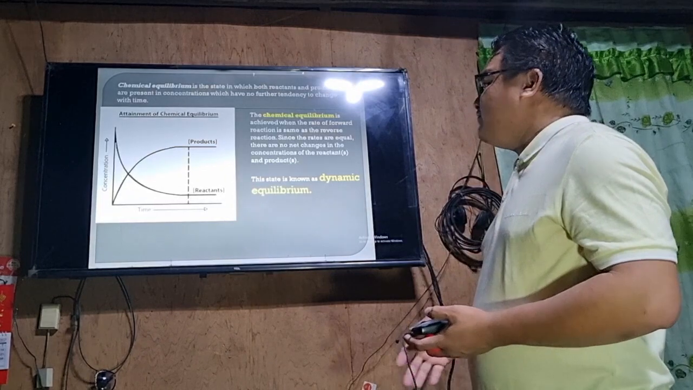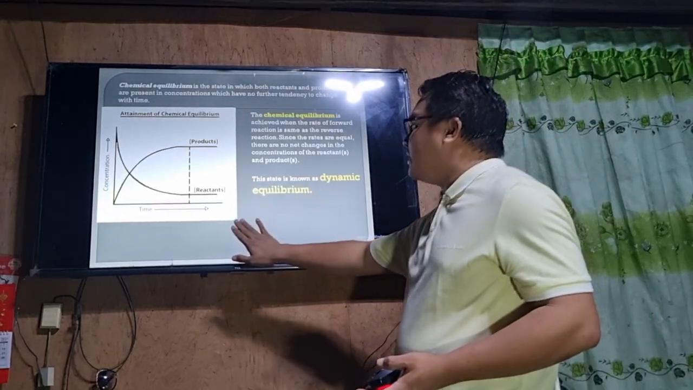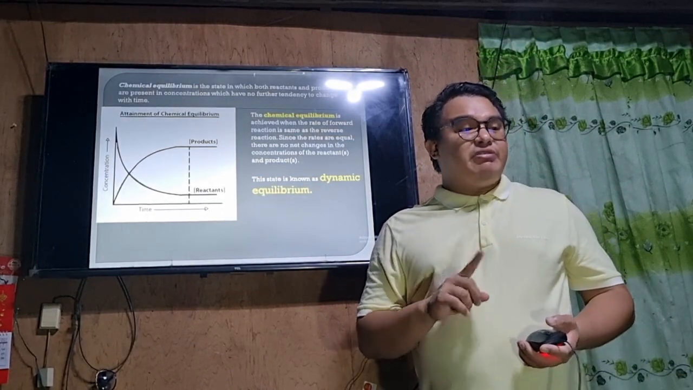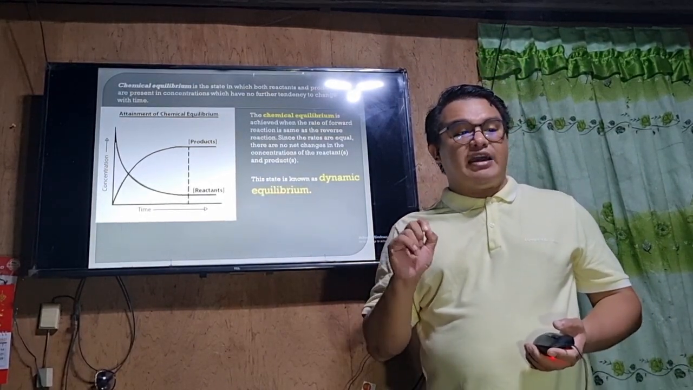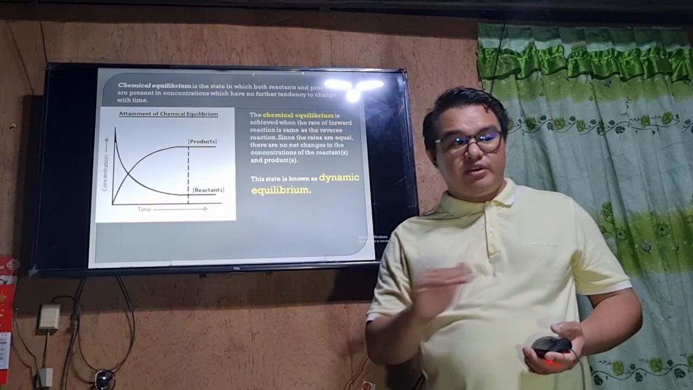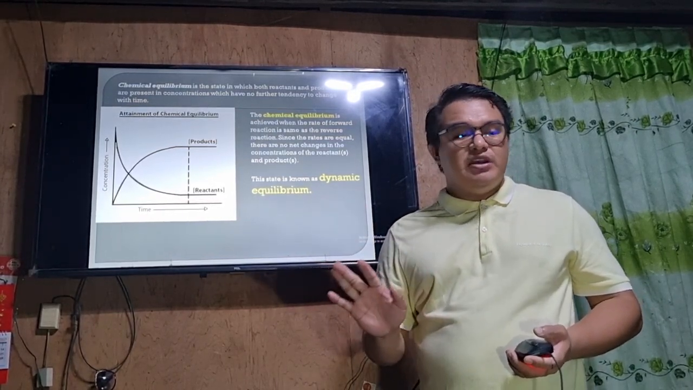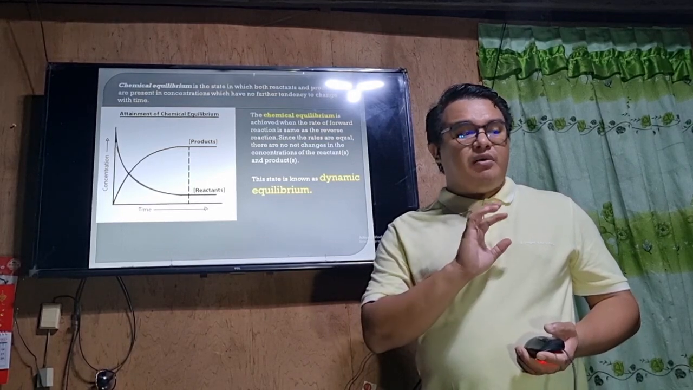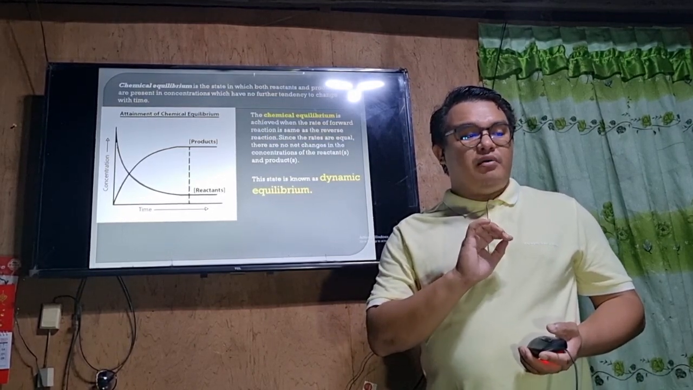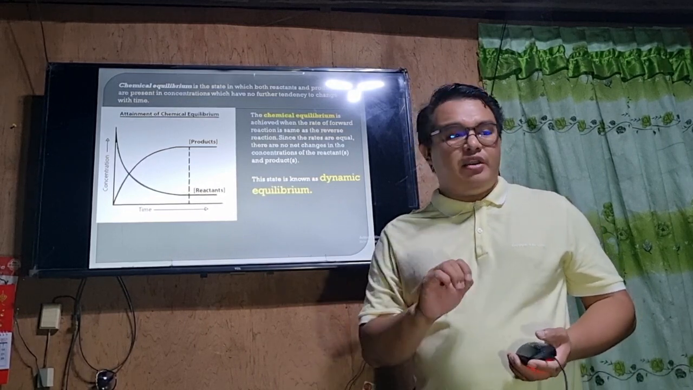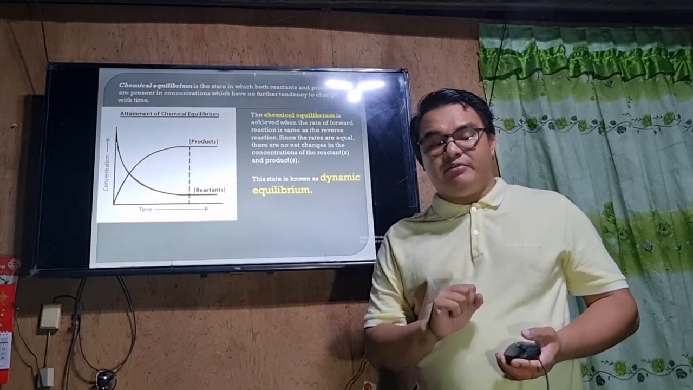Great. So now, if you can see here on this chart or diagram that we have on screen, the chemical equilibrium is the state in which both reactants and products are present in concentrations which have no further tendency to change with time. So we are correlating the concentrations versus the time on the product and the reactants.